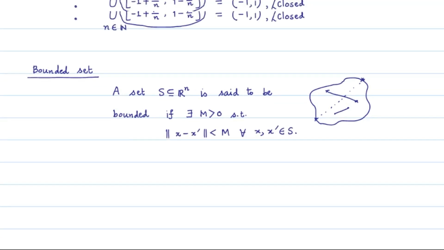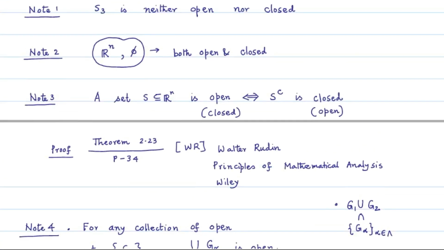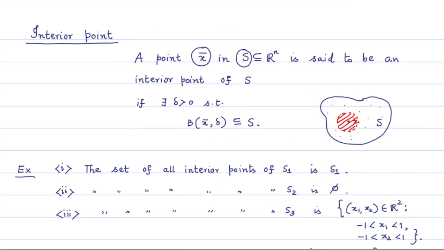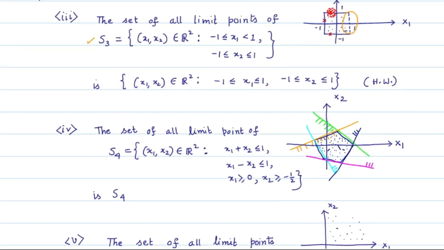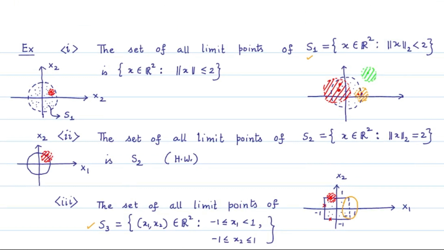Mathematically, a set in Rn is said to be bounded if there exists a maximum distance among all possible distances of any pair of elements, say x and x dash. Now let us try to identify, out of those 5 sets which we have considered earlier, whether they are bounded sets. For the set S1, we notice that the maximum possible distance between a pair of elements inside the set is not more than 4. So S1 is a bounded set.